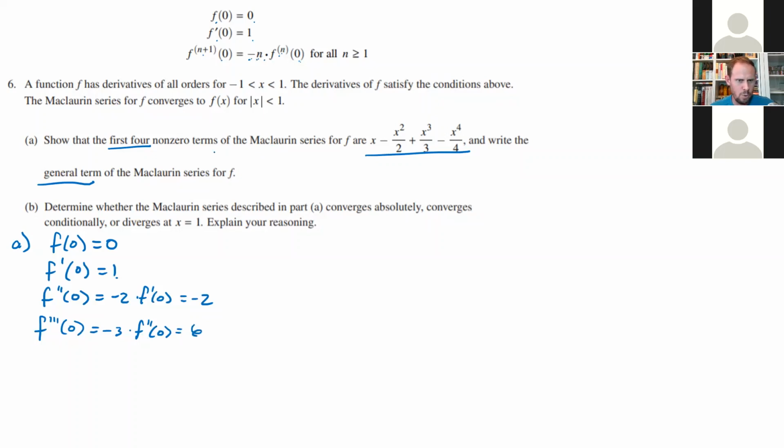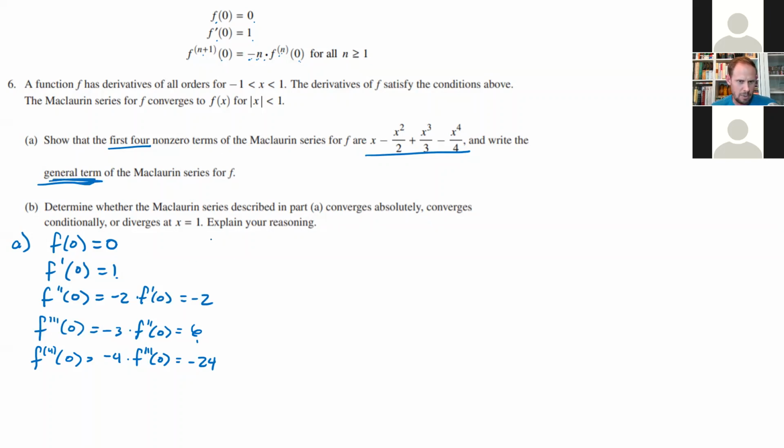And we want the first 4 non-zero terms. So this one's 0. So we've got 1, 2, 3. We need one more. So the fourth derivative at 0 would be -4 times f triple prime at 0, which we just calculated to be 6. So -4 times 6 is -24. All right, now hopefully when we write out these terms, we'll be able to see a pattern, and that'll help us get the general term part.